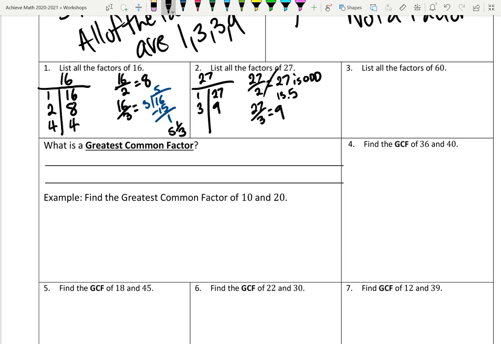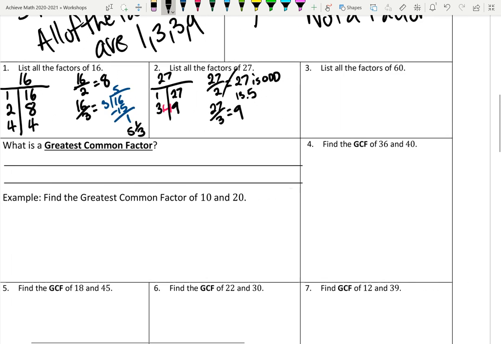Now, at this point, I have to check the numbers between 3 and 9. So I'm going to check 4, 5, 6, 7, and 8. 27 divided by 4 is not going to work. Not going to work. Not going to work. But I do have to go through the process of seeing whether 4, 5, 6, 7, or 8 can make 9. So there goes my list.